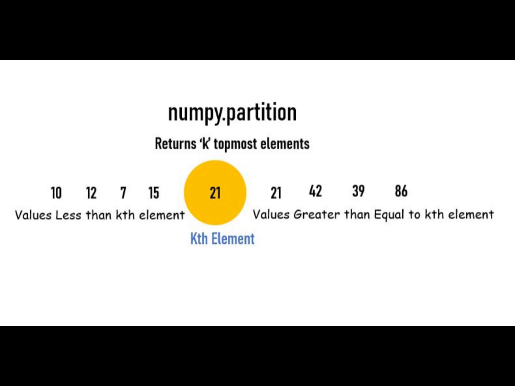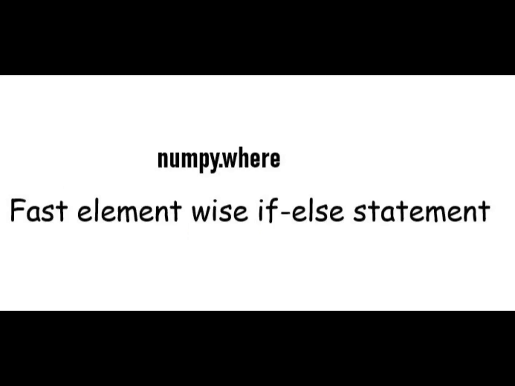Another very important vectorized tool in the NumPy library is where, precisely numpy.where. This acts as a fast element-wise if-else statement, which is significantly more efficient than using explicit Python loops, especially for large datasets.